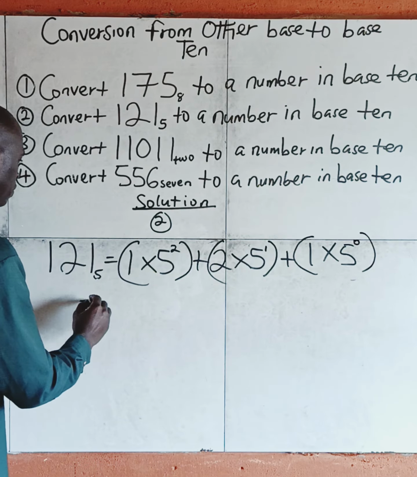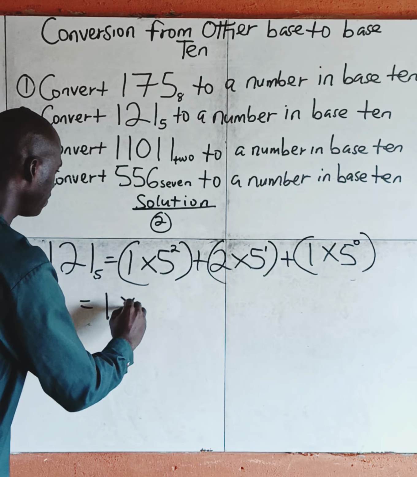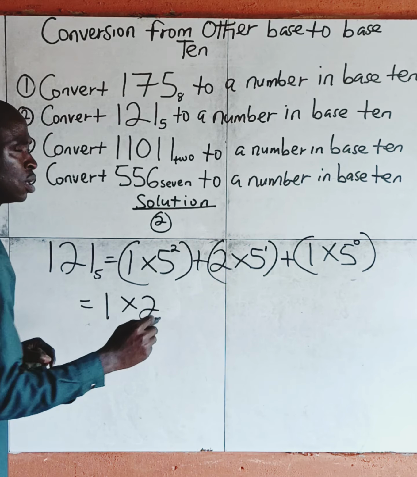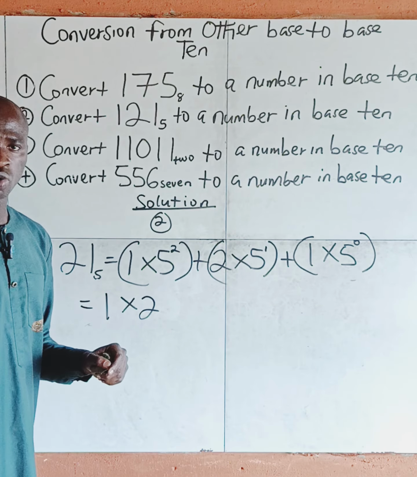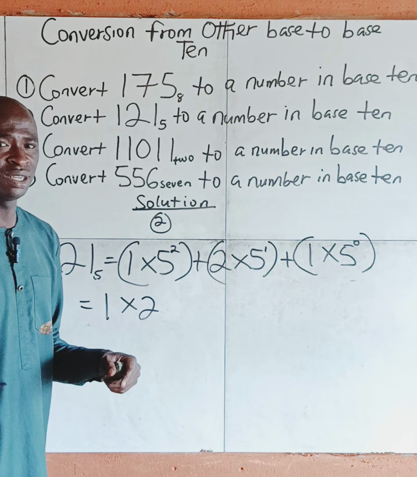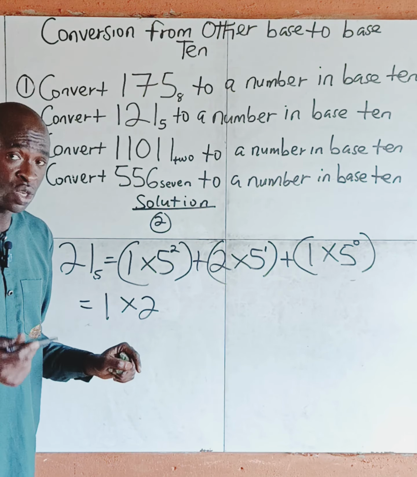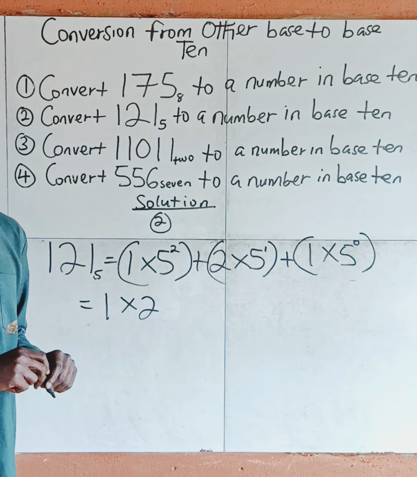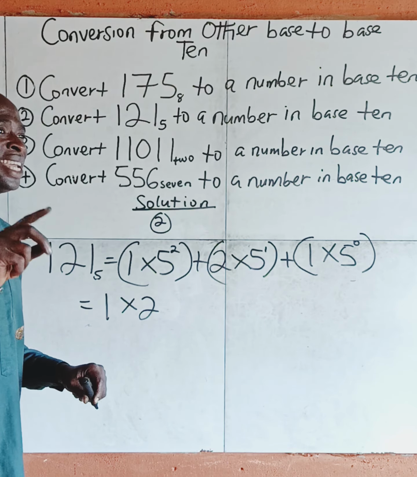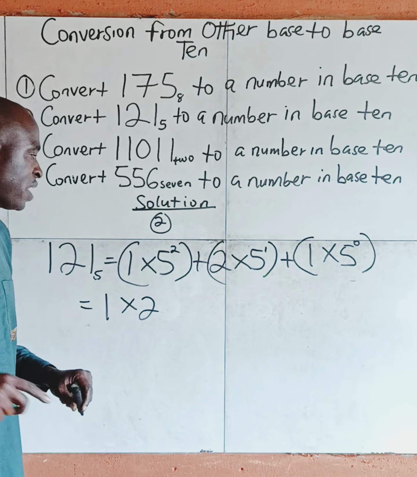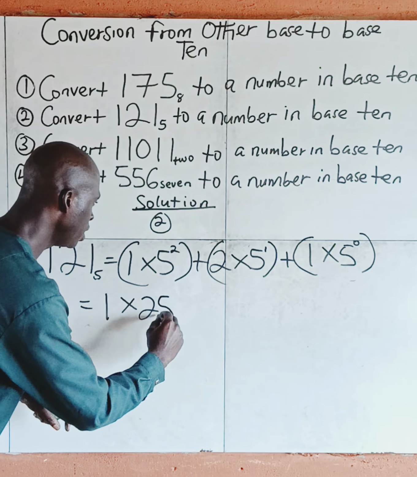At the end of the day, it becomes 1 multiplied by 5 raised to the power of 2, which means 25. That's 5 times 5. Like I earlier said, most students will do 5 raised to the power of 2 as 10, which is totally wrong. You don't say 5 times 2. When they say 5 raised to the power of 2, it means let 5 multiply itself twice. That's 5 times 5, which is 25. So place it right here.